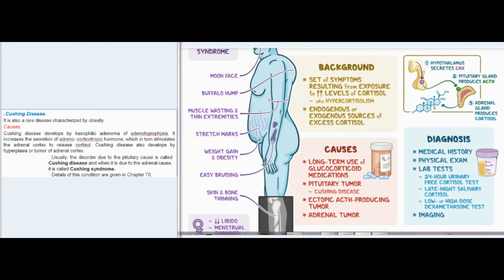Cushing disease. It is also a rare disease characterized by obesity. Causes: Cushing disease develops by basophilic adenoma of adenohypophysis. It increases the secretion of adrenocorticotropic hormone, which in turn stimulates the adrenal cortex to release cortisol. Cushing disease also develops by hyperplasia or tumor of adrenal cortex. Usually, the disorder due to the pituitary cause is called Cushing disease, and when it is due to the adrenal cause, it is called Cushing syndrome. Details of this condition are given in Chapter 70.